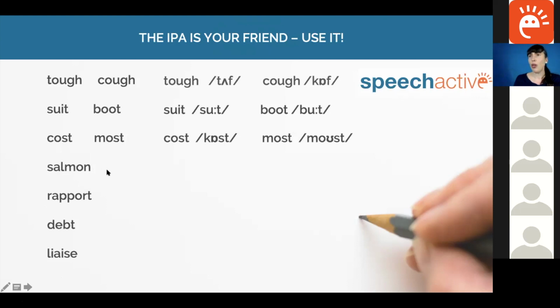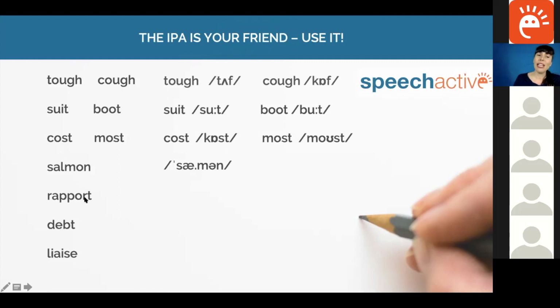Does anybody know which letter here is silent? Okay, a lot of you know this one. Some of you will have been saying salmon. There is no L, it's salmon. Okay, salmon. We do not pronounce the L, and the second vowel is the weak vowel schwa. Salmon, and you can see the stress is on the first syllable.